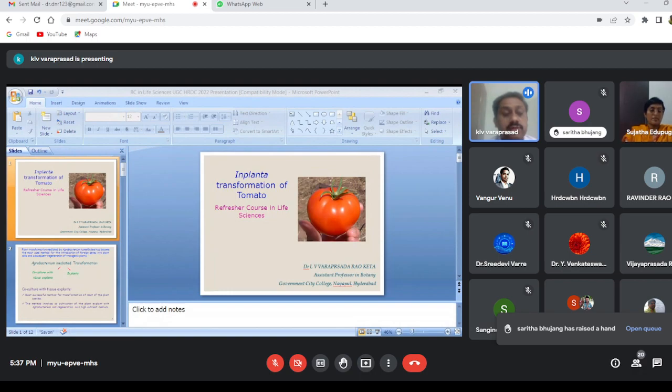So coming to the co-culturing with tissue explants, it's the most successful method, as you all know, for the transformation of most of the plant species. The method involves co-cultivation of the plant explant with Agrobacterium and regeneration on a high nutrient medium.